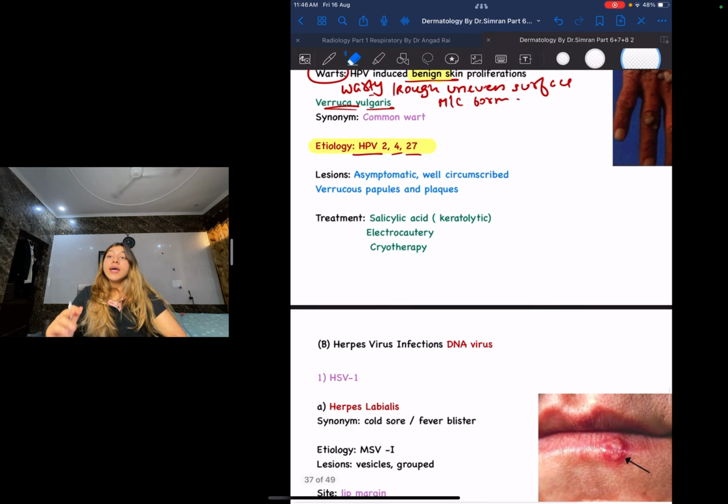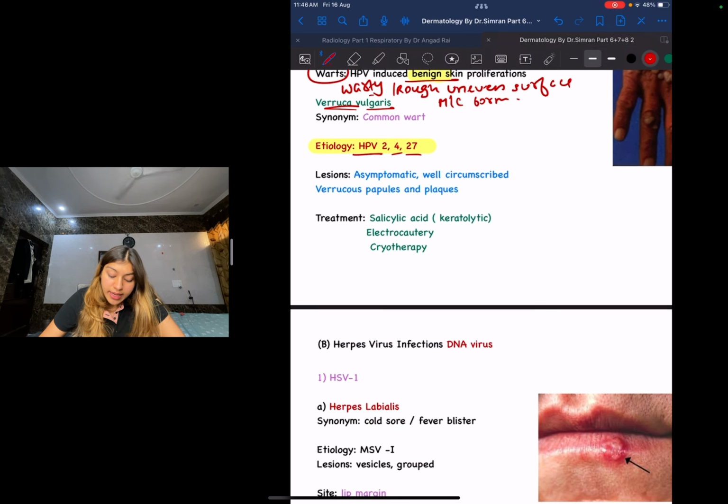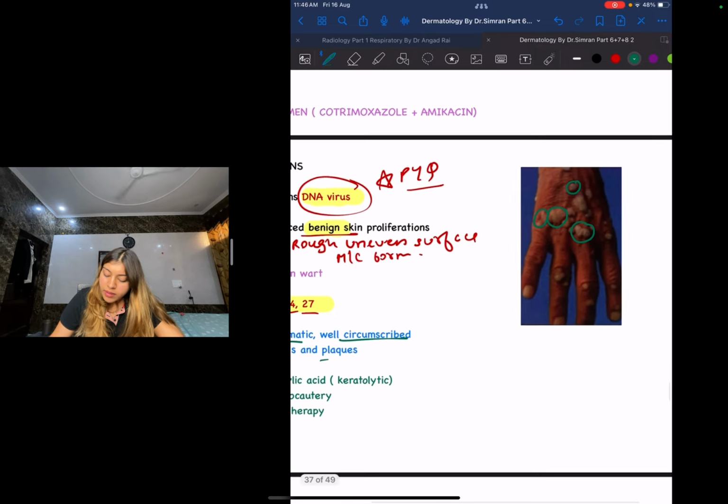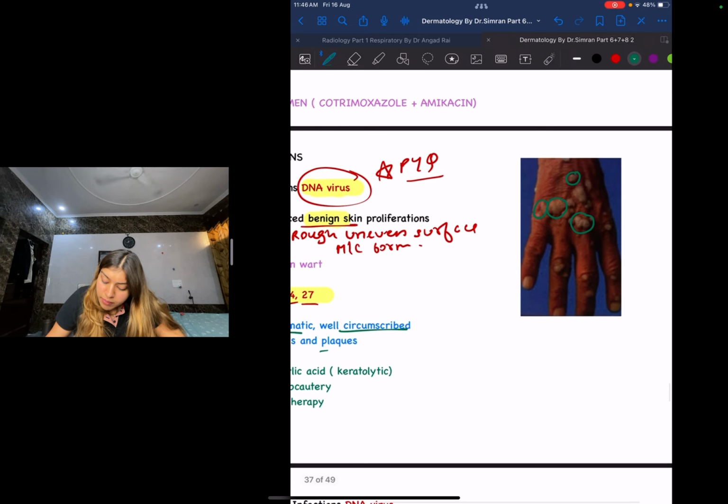Okay, now guys, let us talk about this lesion. These lesions, guys, are generally going to be asymptomatic. They are well circumscribed verrucous, and what does verrucous again mean? Rough or uneven, right? Papules and plaques. Look over here. You can see that this is on the surface of your hand. You can see that they are well circumscribed. They are basically asymptomatic. They don't really cause any symptoms. Next, you can see that there are multiple papules and plaques also.